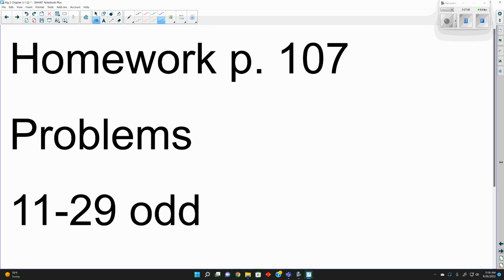All right, guys, you have the rest of the time to work on your assignment. So on page 107, it's problems 11 through 29 odd.